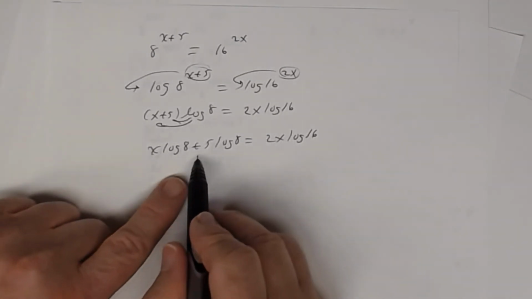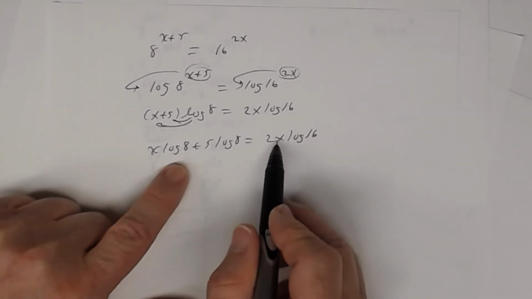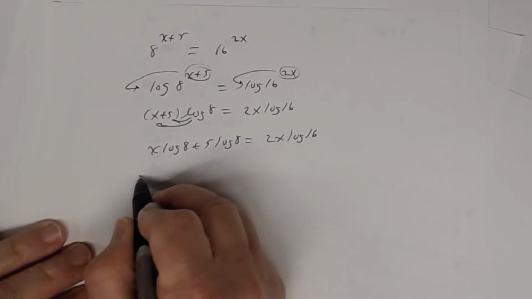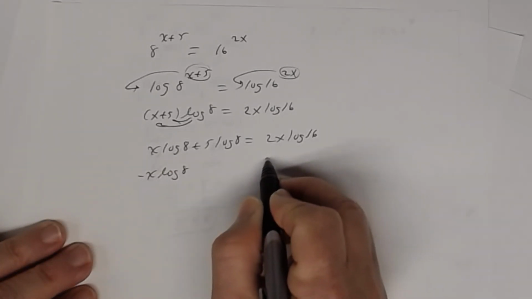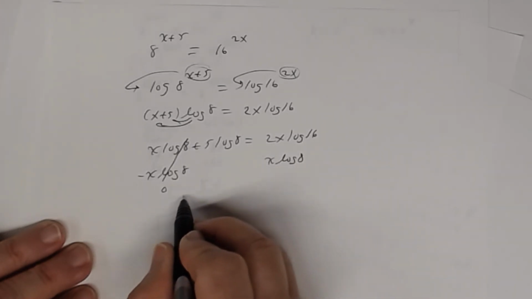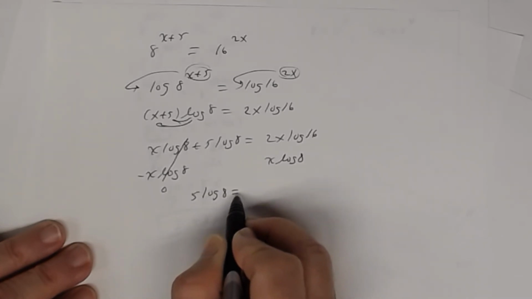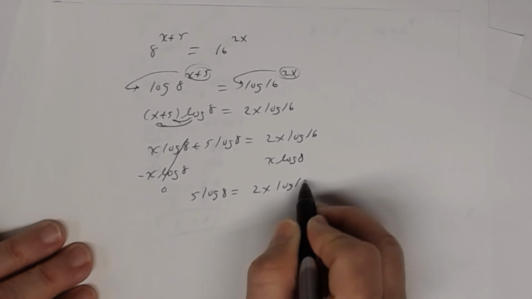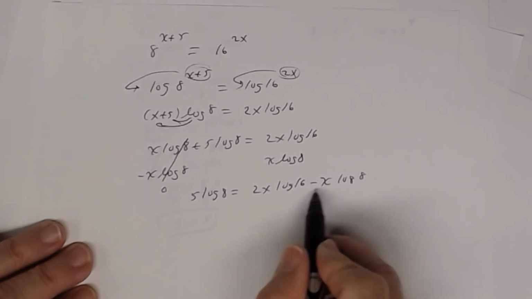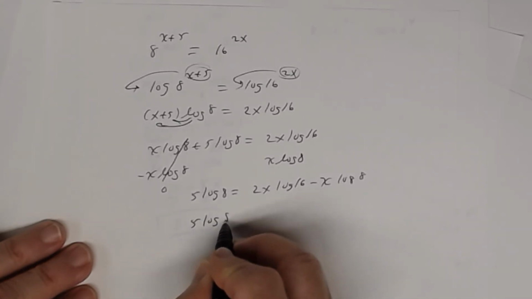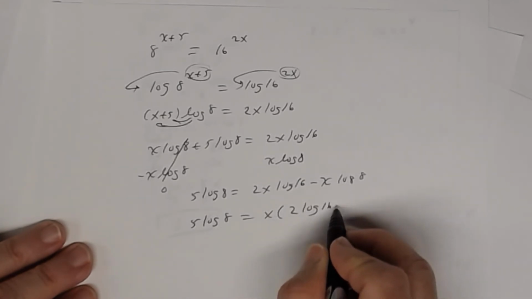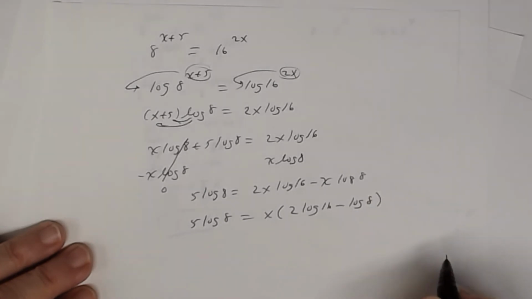Okay, now I want you to notice that there are three terms, 1, 2, 3, but the outer terms are the ones with the variable x. So let's go ahead and subtract x log 8 from both sides, just like this, x log 8. And x log 8 minus x log 8 is 0, so I get 5 log of 8 equals 2x log of 16 minus x log of 8. And then factor out an x here, I get 5 log of 8 equals x times 2 log of 16 minus the log of 8, right?